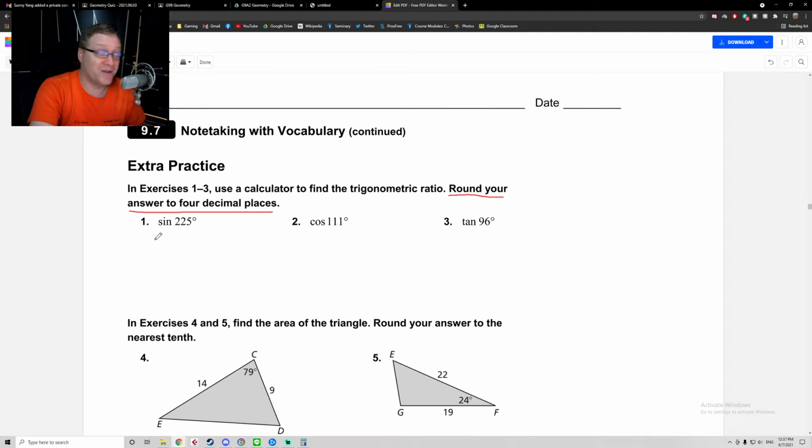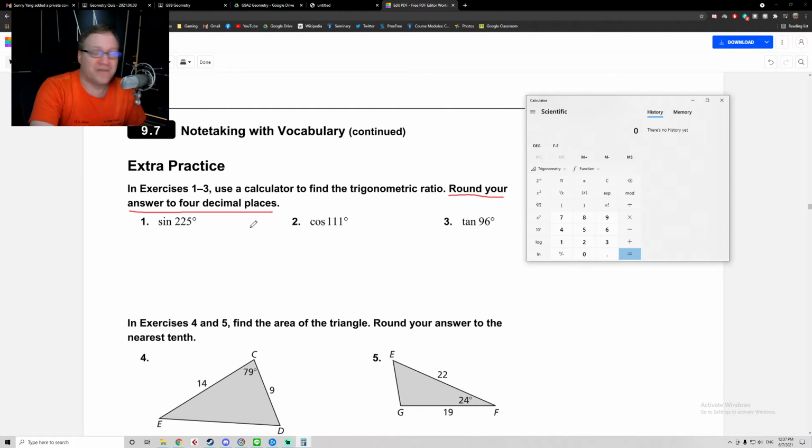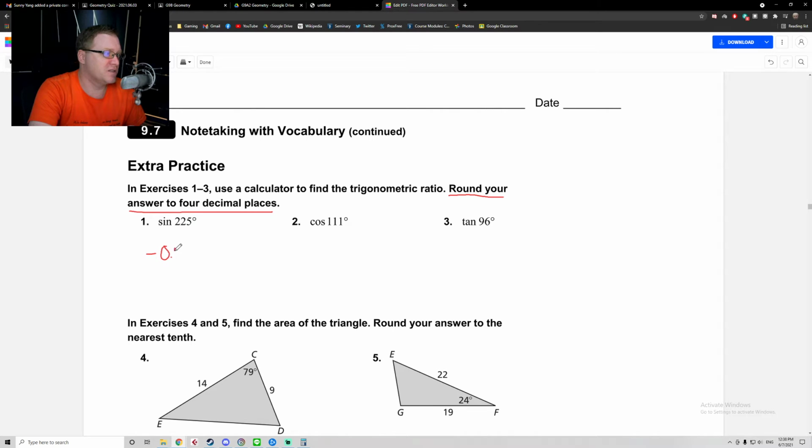Let's go ahead and go through this. Sine of 225 degrees. How do we do that? Very easy. All you have to do is write 225 and then find the sine function on your calculator. In Windows, the sine function is right here. I'll hit sine, and we get negative 0.70710. Because it's 0 at the end, we can round it off, so we'll just have negative 0.7071. And that's the answer. That's all we have to do.